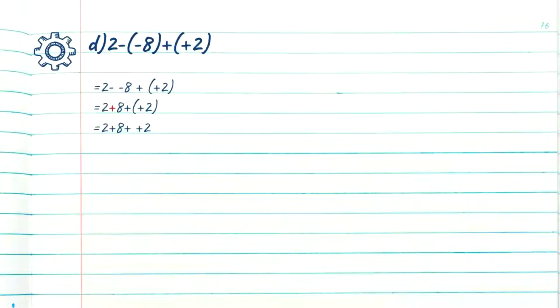We can see now clearly that there are two plus signs beside each other. Because they're the same, they can be converted into one plus sign. So it now becomes 2 plus 8 plus 2. Now that our equation is clean, we can go ahead and start solving it. We do the first operation first, so 2 plus 8 is equal to 10, and then we drop the rest of the equation. 10 plus 2 is equal to 12, giving us a final answer of 12.